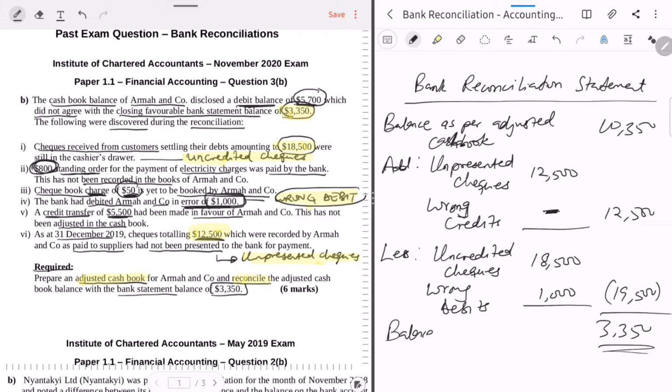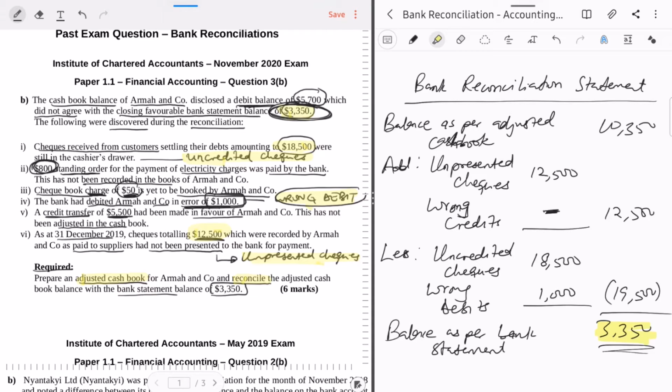So balance as per bank statement. Can you see that this 3,350 is the same figure here at the top? Can you see? 3,350. So it means we have fully reconciled the cash book to the bank statement.